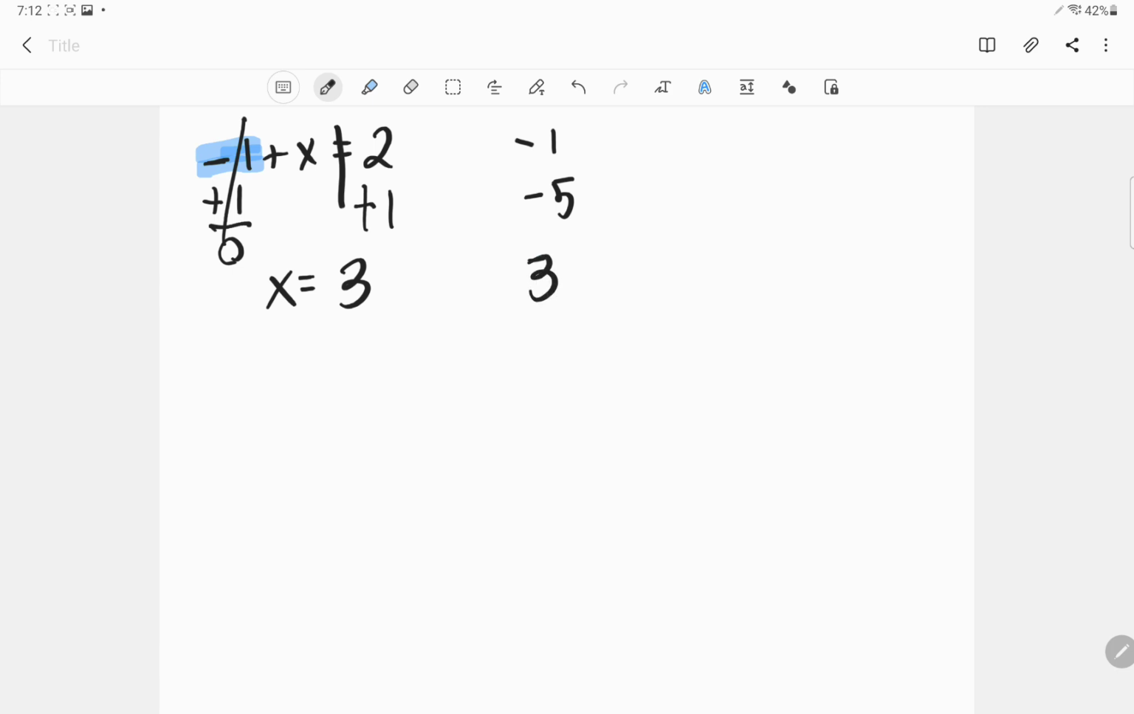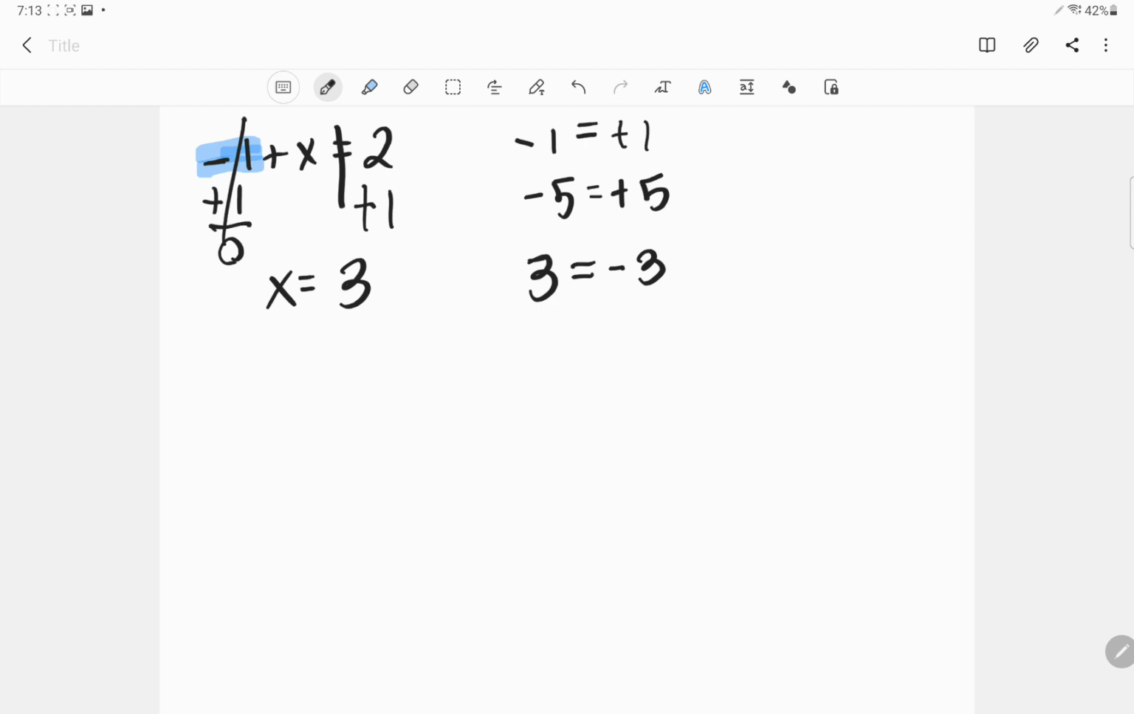3, right? What is the opposite of -1? +1. We just did that one. What is the opposite of 5? -5. What is the opposite of -5? +5. What is the opposite of 3? -3. You're going to have to understand this concept so you can do all of this.